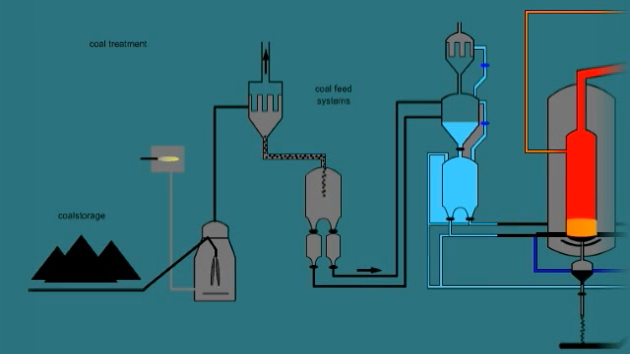Coal arrives at the plant from our docks. At the plant, the coal is crushed and dried to obtain pulverized coal. Nitrogen is used to store the pulverized coal and also to pressurize it for transportation.